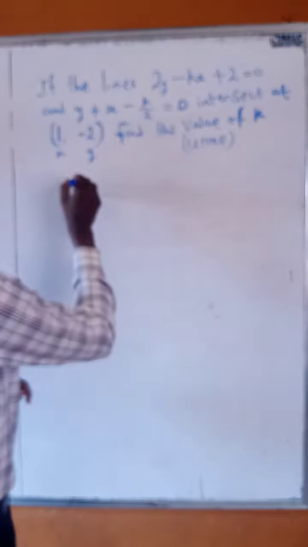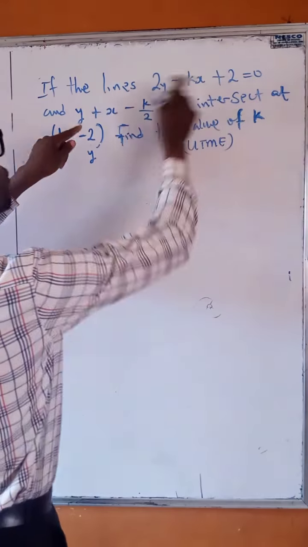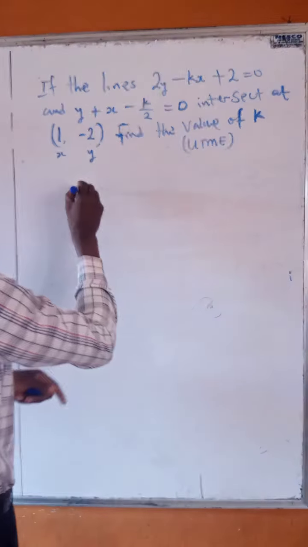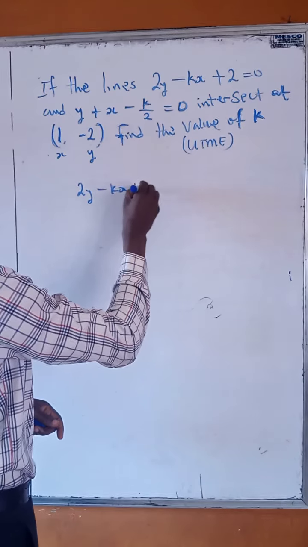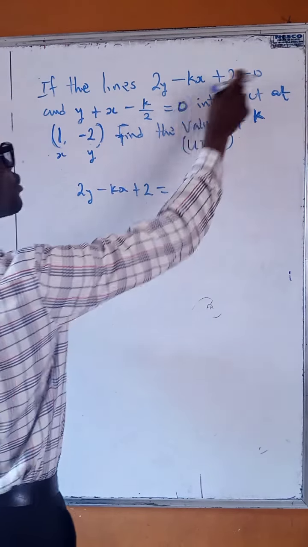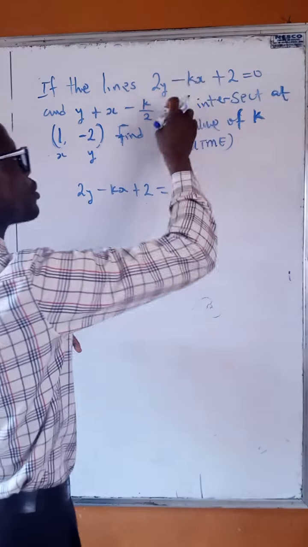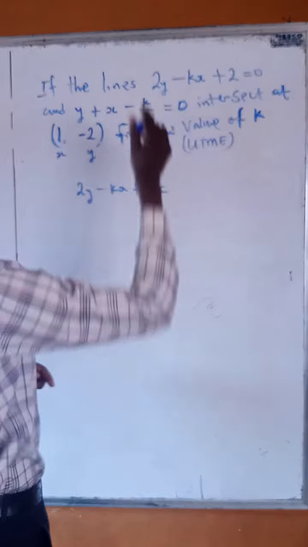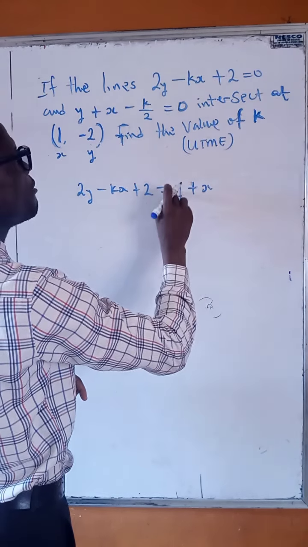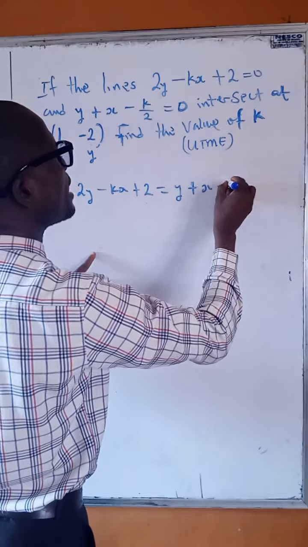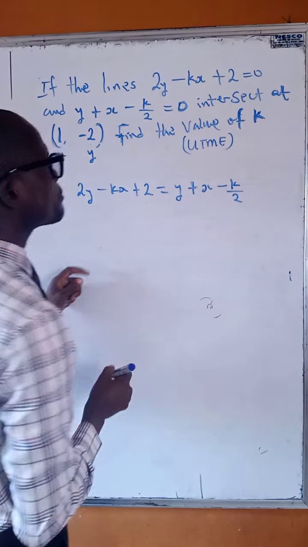Now, solution. The first thing is to equate the two of them. That will give us 2y minus kx plus 2. Why? Because both of them are equal to 0. If both of them are equal to 0, automatically both of them will be equal to each other. So y plus x minus k over 2.